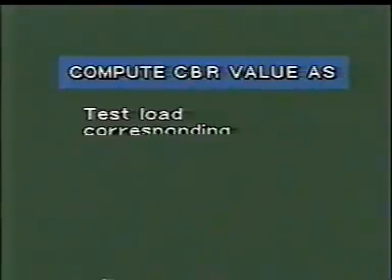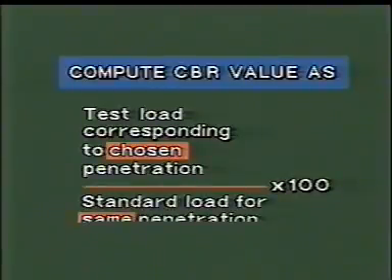From the curve, determine the load corresponding to 2.5 millimeter and 5 millimeter penetration, and compute CBR value as test load corresponding to the chosen penetration divided by standard load for same penetration multiplied by 100. The standard load values for a particular penetration are chosen from this table.